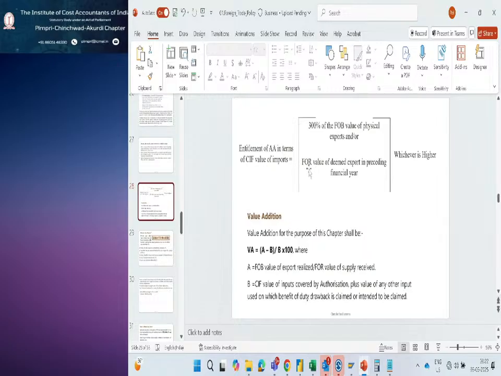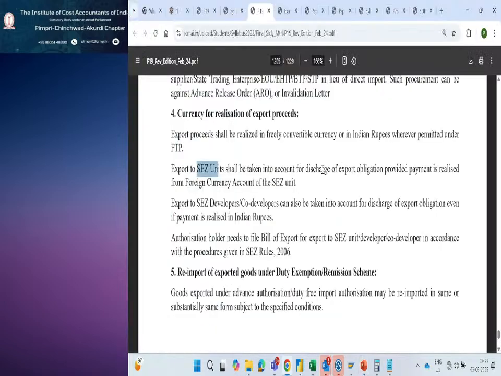300% of the FOR value of deemed export, this particular sentence is there, right? So that value will be considered, provided the payment is realized from the foreign currency account of the SEZ unit.